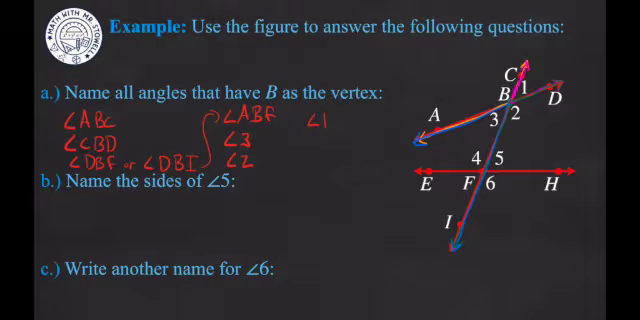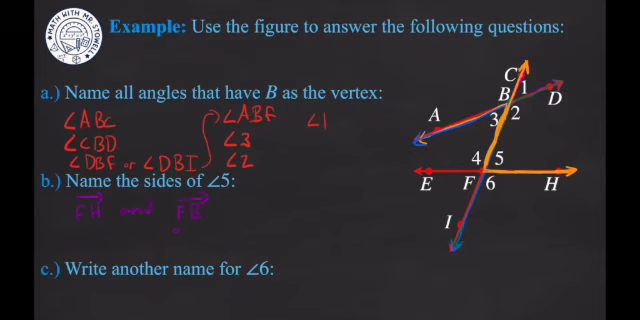Part B, name the sides of angle 5. So let's find angle 5. Angle 5 is right here. It's that yellow one that I'm sketching out right now. Okay, so this is angle 5. Angle 5 has two sides, right? The sides are the two rays that are joined together. So the sides of this are ray FH. Remember, start with the one that is a vertex. F is a vertex of angle 5. And the other side of angle 5 is F to B.